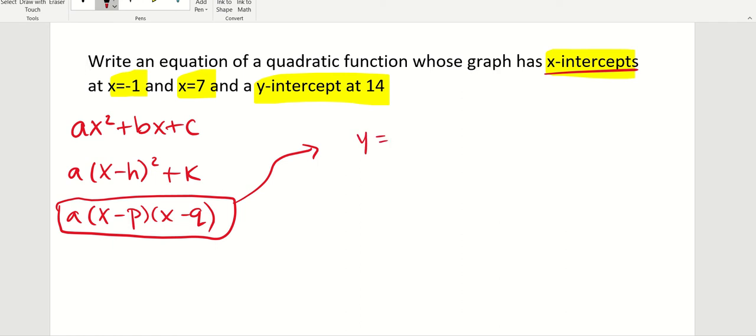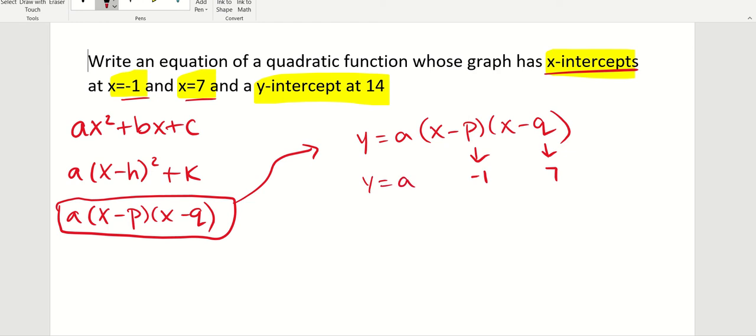So we're going to start with a(x minus p)(x minus q), and the p and the q will be substituted by the x-intercepts that they give you. So -1 and 7. And when we rewrite everything else, we're going to notice that the x minus -1 is creating a double negative right here. So what we're going to do now is rewrite this as x plus 1 before we continue with the equation. Okay, so that is what we have so far.